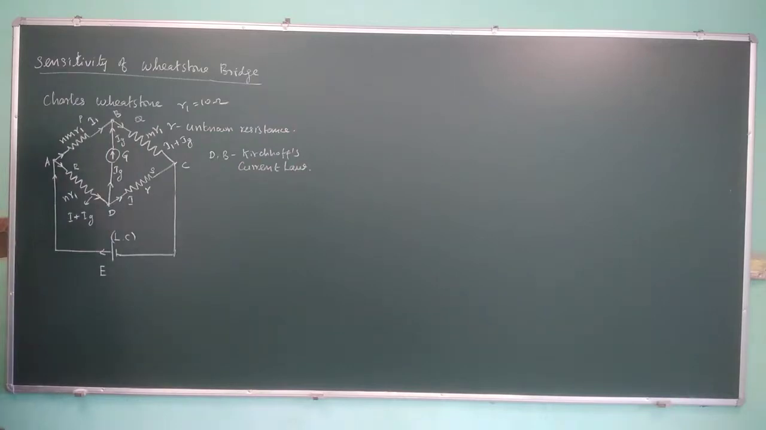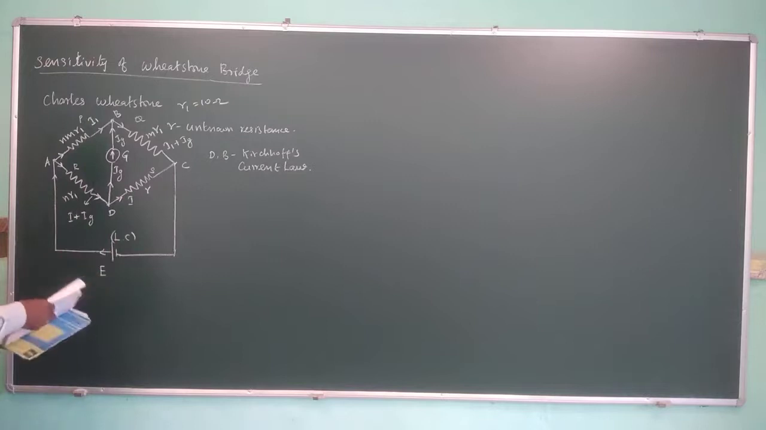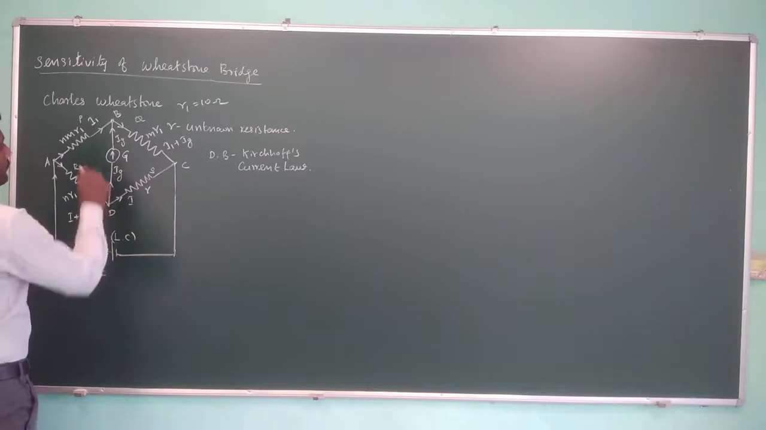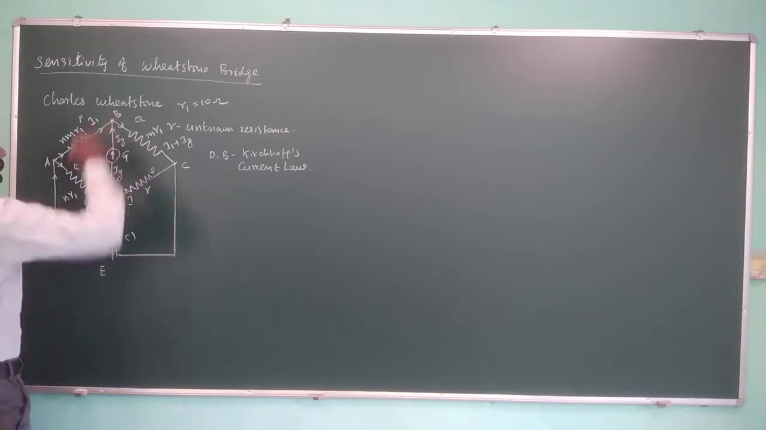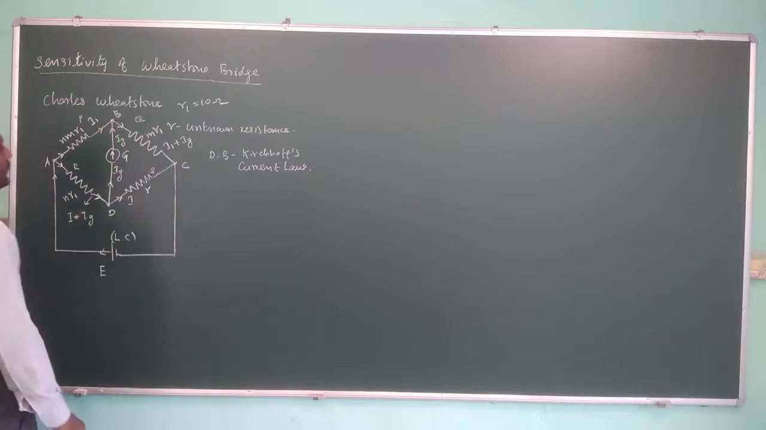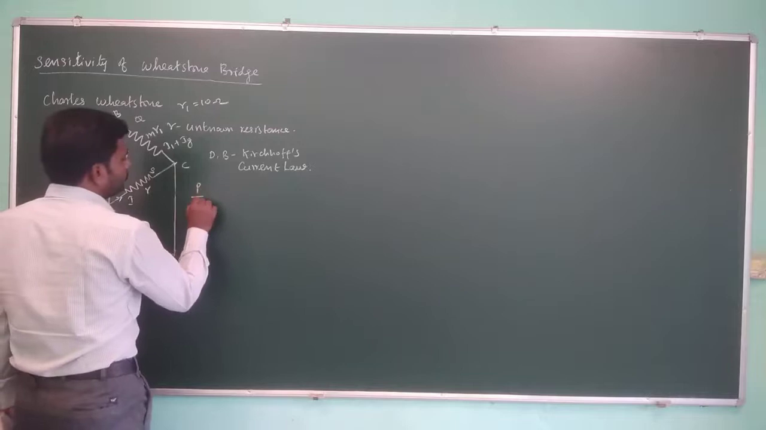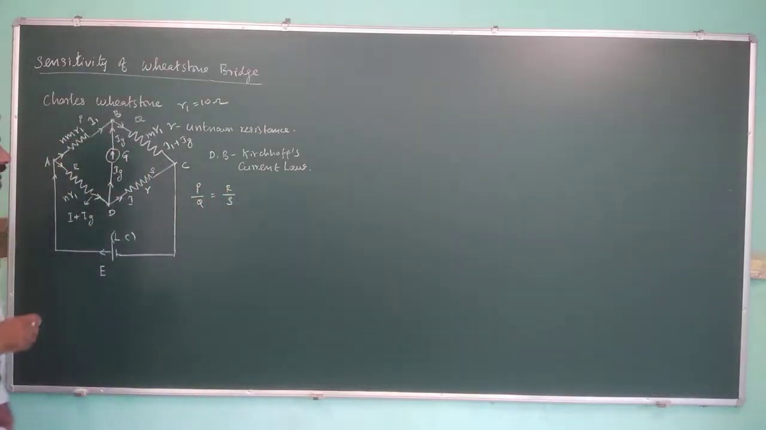Right. Now, so this is the setup. In this case, the bridge is said to be balanced when it has zero flow of current through the galvanometer. It will have zero flow of current, and the bridge will be balanced, when P by Q is equal to R by S.